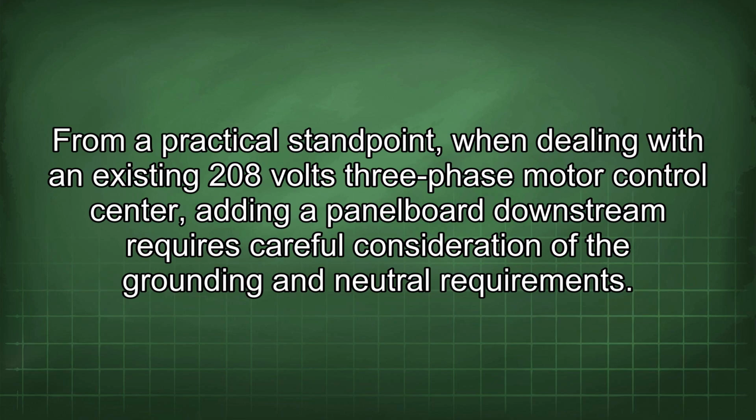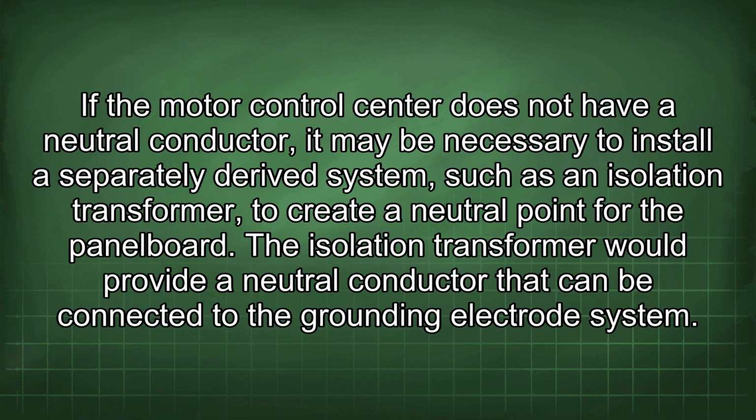From a practical standpoint, when dealing with an existing 208-volt three-phase motor control center, adding a panel board downstream requires careful consideration of the grounding and neutral requirements. If the motor control center does not have a neutral conductor, it may be necessary to install a separately derived system such as an isolation transformer to create a neutral point for the panel board. The isolation transformer would provide a neutral conductor that can be connected to the grounding electrode system.